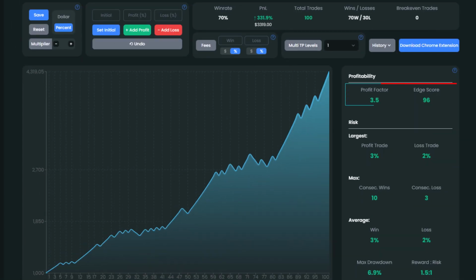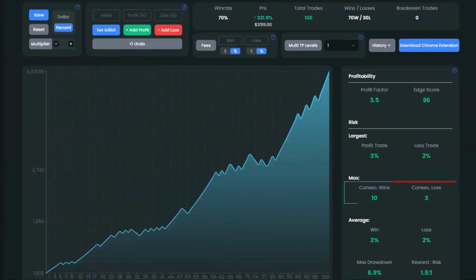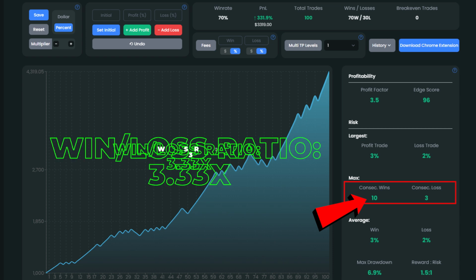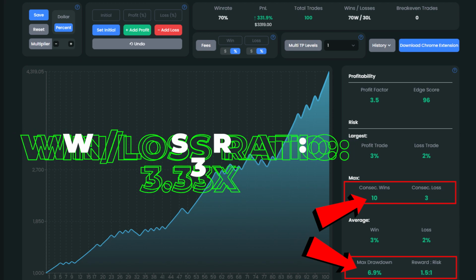Next, the strategy has a profit factor of 3.5, pointing to outstanding profitability. Let's turn our attention to crucial risk metrics. We faced 10 consecutive wins against 3 losing trades in a row during backtest, translating into a 3.33 win-loss ratio. Also, we experienced a max drawdown of 6.9%.